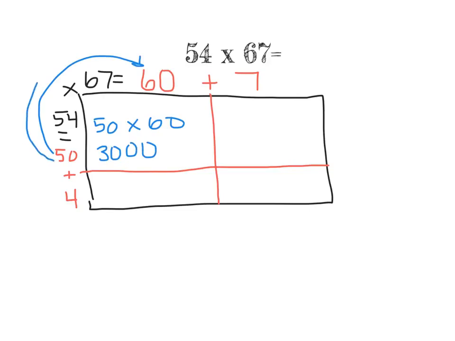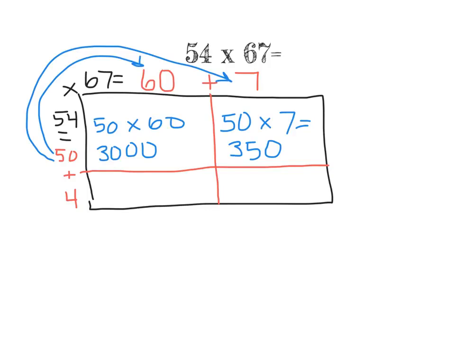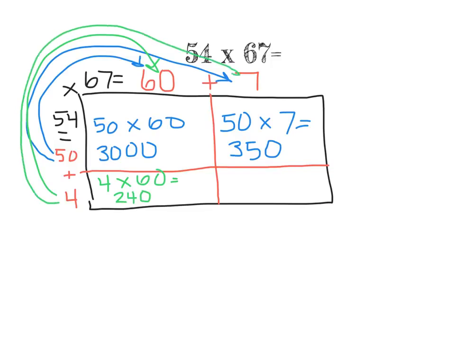Now I'm going to multiply the 50 with the 7. So I'm going to write my equation 50 times 7. 5 times 7 equals 35 plus that 1 zero. Now, boys and girls, I'm going to multiply my 4 with my 60. So I'm going to multiply 4 times 60, which is 4 times 6 is 24 with that 1 zero equals 240. Now I'm going to multiply my 4 with the 7, which is 4 times 7 equals 28.